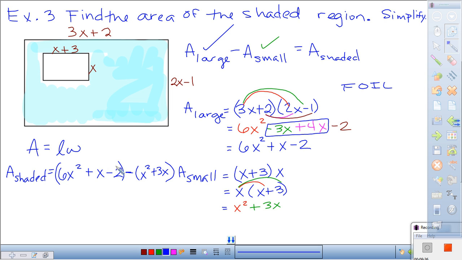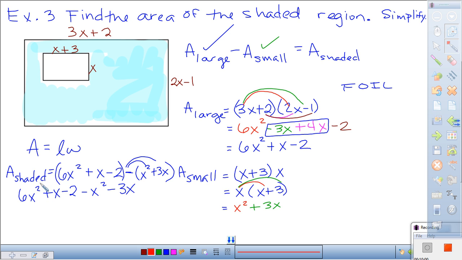Just barely squeeze that in there. Okay, so from the last lesson, or from lesson 9.1, you should remember that we need to distribute our negative first. So I have 6x squared plus x minus 2. Then I'll distribute that negative, so I get negative x squared and negative 3x.